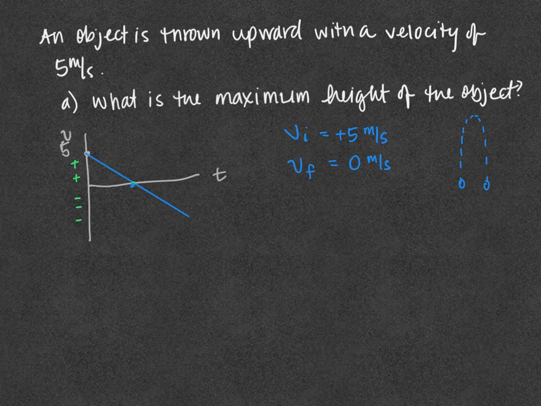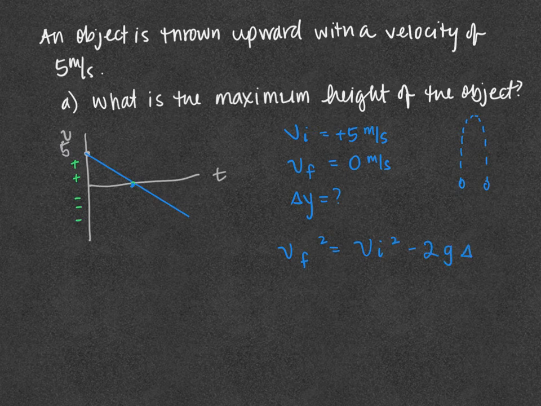So, what's the maximum height of the object? So that is, what will our delta y be? Now, I don't have time. That's what's not given. And this is why having that equation we derived earlier, where we eliminated time, is very helpful. So if you look back, our v final squared is equal to our v initial squared minus 2g delta y for a free fall problem.